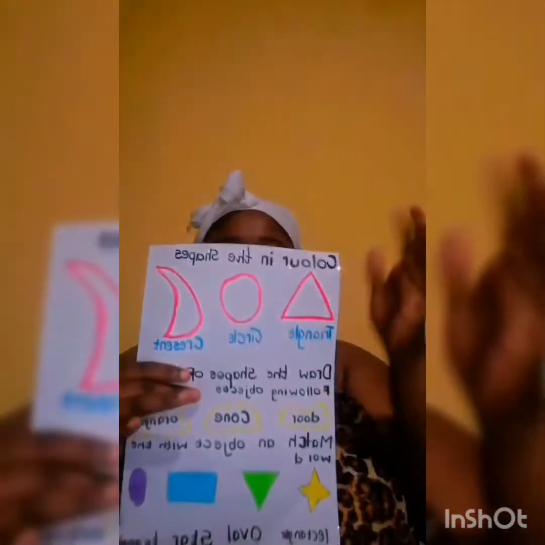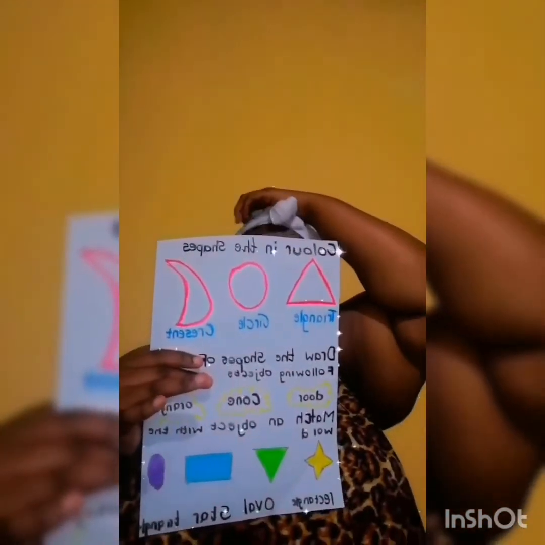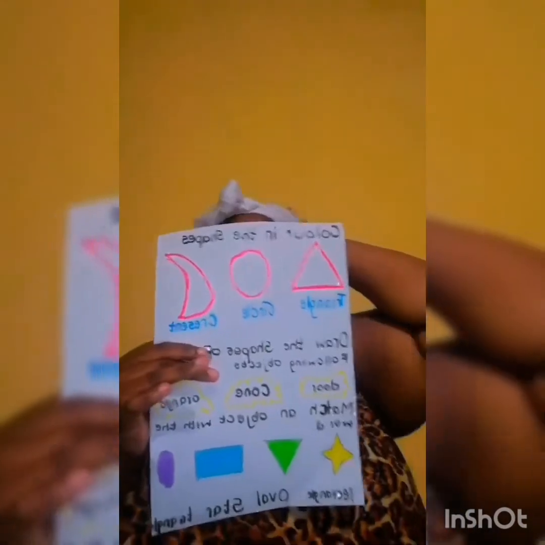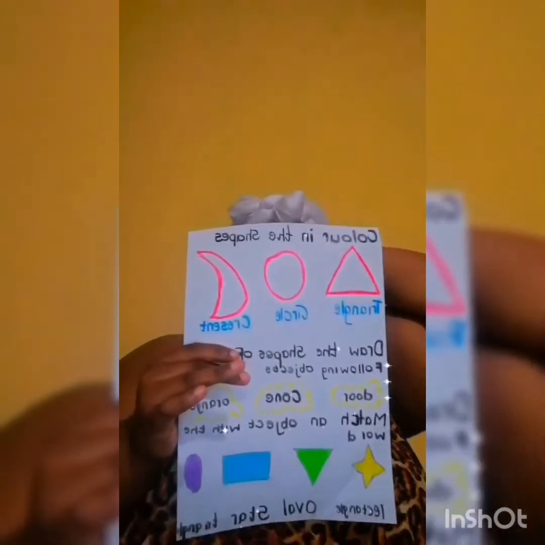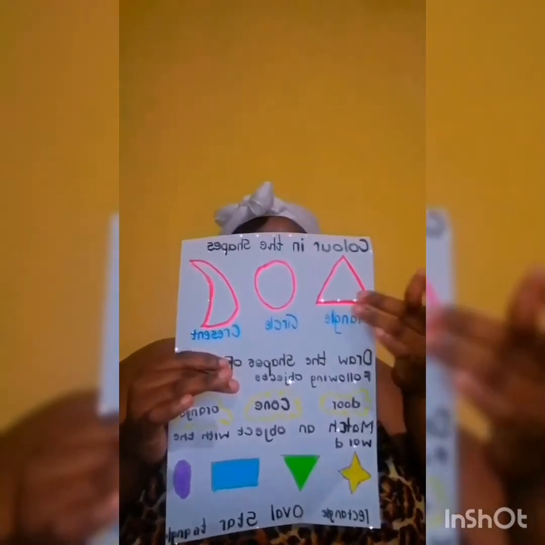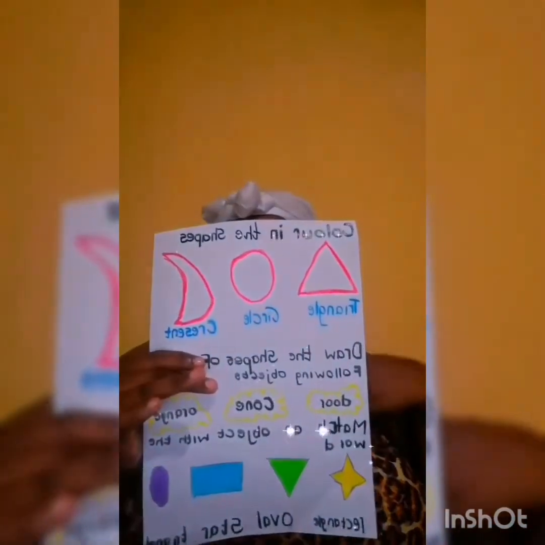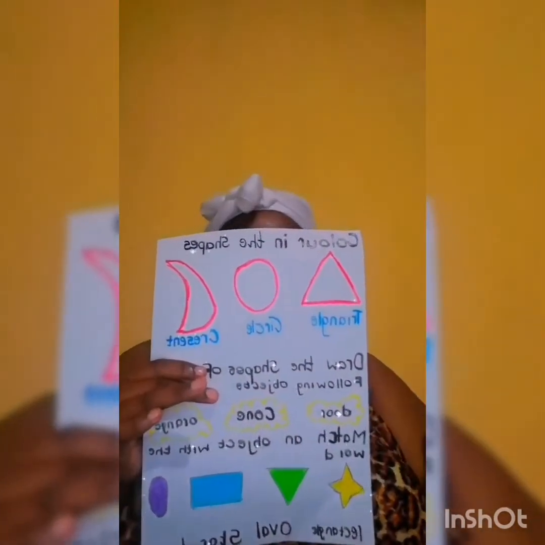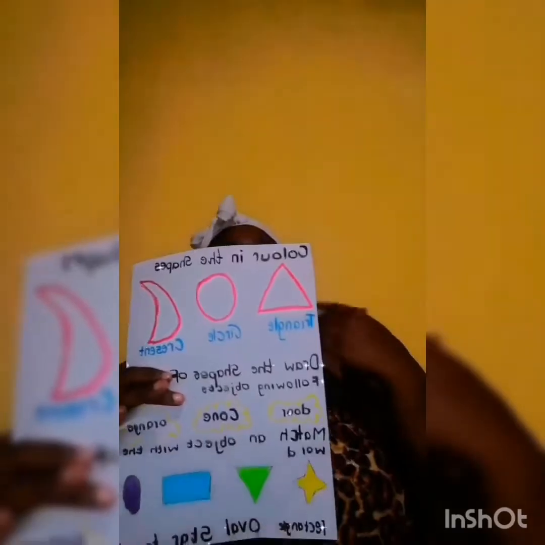It says color in the shapes, right? So I'll assist my learners to color in the shapes. They already know what shapes are. They already know that shapes are triangles, circles, crescents, stars, and many more. So I'll ask them to color in with their favorite color. You know, when you tell the learners about their favorite color, most of them will go for the darker colors. So I'll give them a variety of colors so that they can have choices.